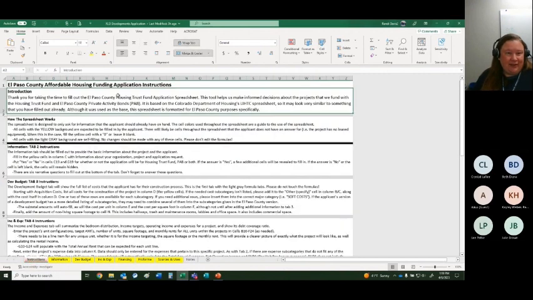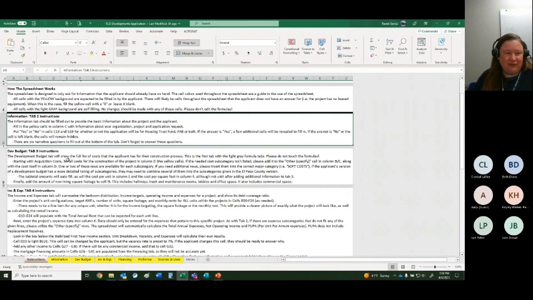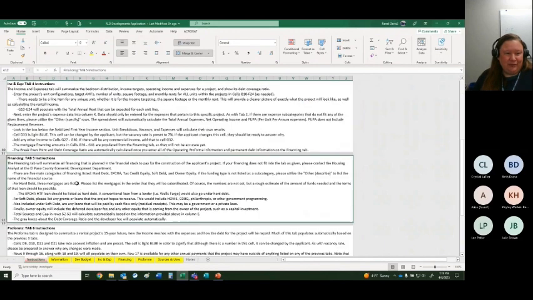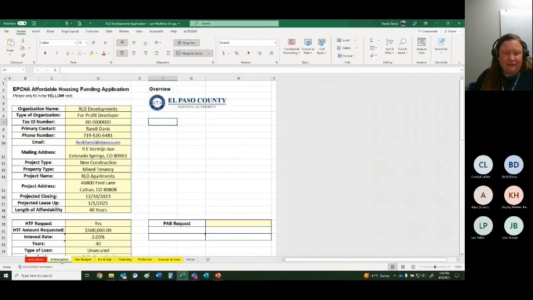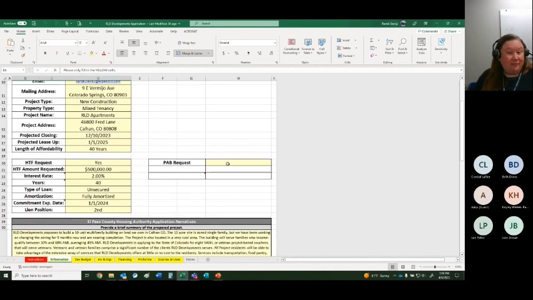So the first tab on that application is the instructions, and they are laid out based on tabs. So here we have all the instructions for tab 2, tab 3, tab 4, tab 5. So go ahead and read through those as needed. The first one you fill in information on is the information tab. And you can see here it says, please fill in only the yellow cells. So as you're filling this thing out, more cells will turn yellow for you, so you can fill in more information. You can see on this dummy application that we're not asking for PAB funds.